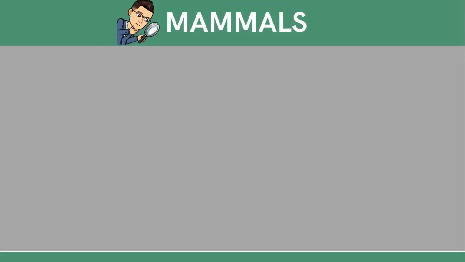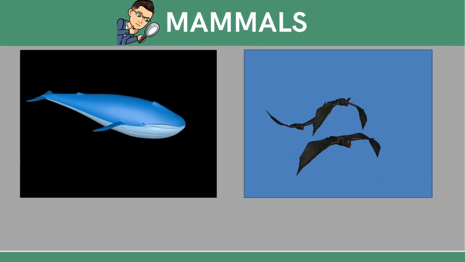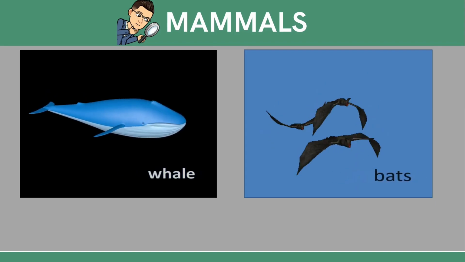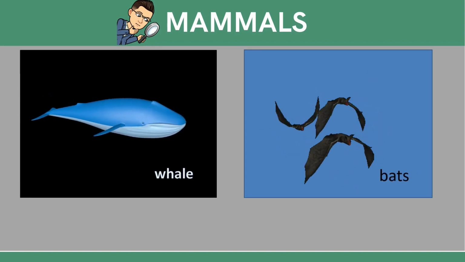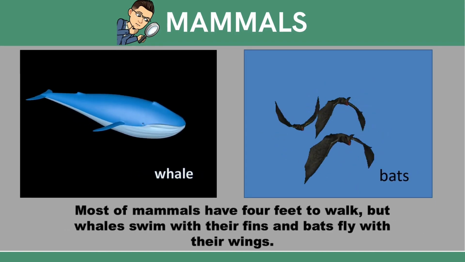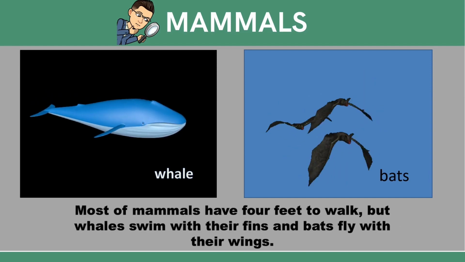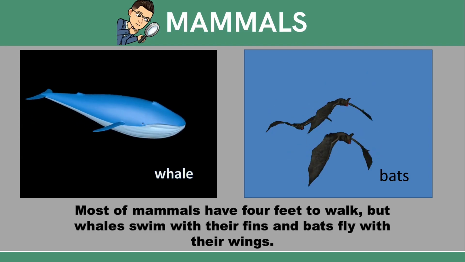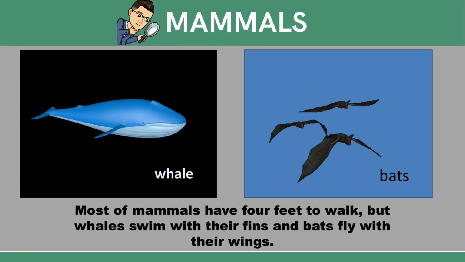Class, most mammals can walk, but there are also mammals that can swim and fly. For example, whale and bat. Most of mammals have 4 feet to walk, but whales swim with their fins, and bats fly with their wings.